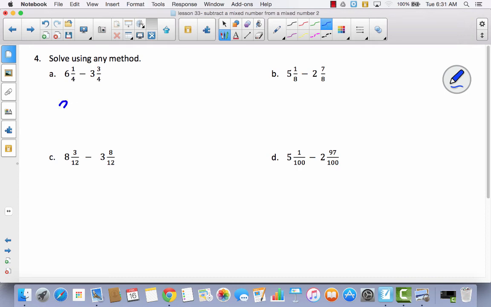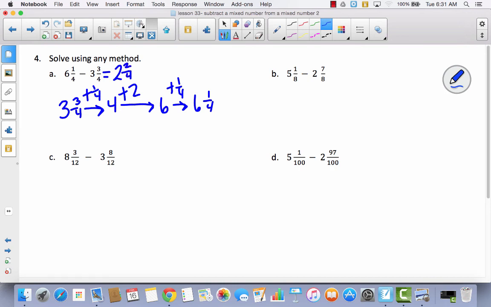So I've got 3 and 3/4, and I'm going to use the arrow method. I'm going to go to the next whole number, which is 4. So I have to add 1/4. And now I'm going to go from 4 to 6, so I have to add 2. And then I'm going to go from 6 to 6 1/4, so I have to add 1/4. Now I just have to go back and add all of these numbers together. 1/4 plus 1/4 equals 2/4, plus 2 is 2 2/4.